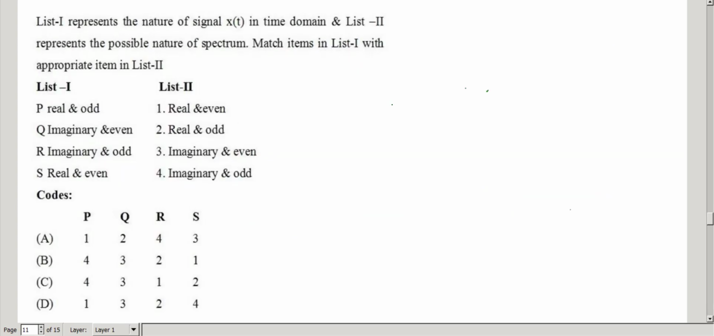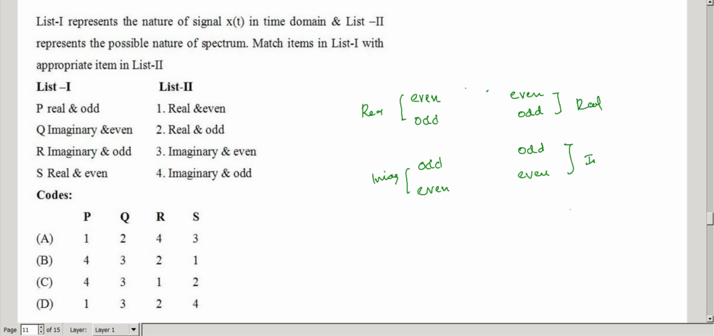Let's see the next question. Here this is even, odd. Remember like this: odd, even, even, odd, odd, even. This is real and this is imaginary, and this is real and this is imaginary. If the signal is real and even, the spectrum is also real and even.